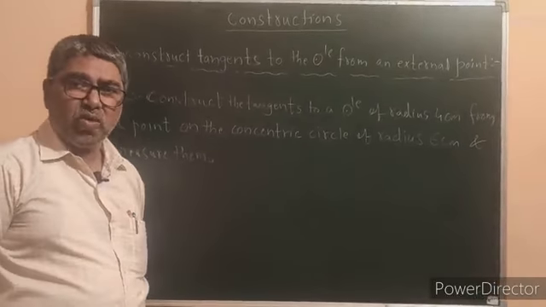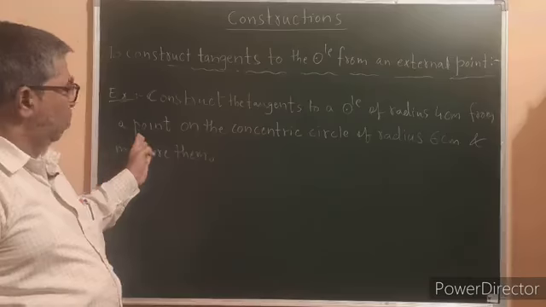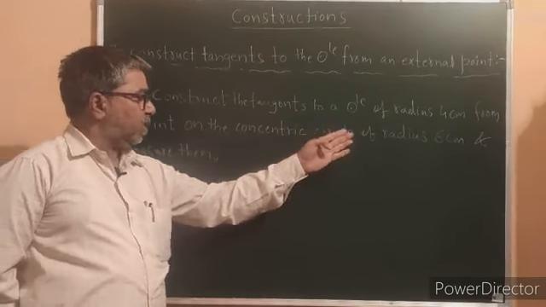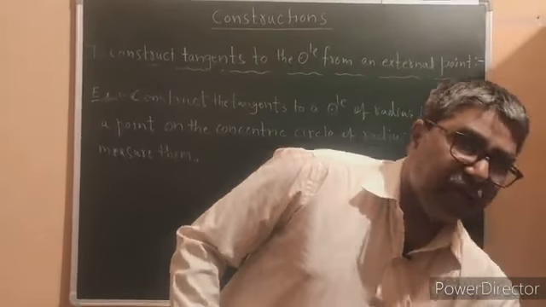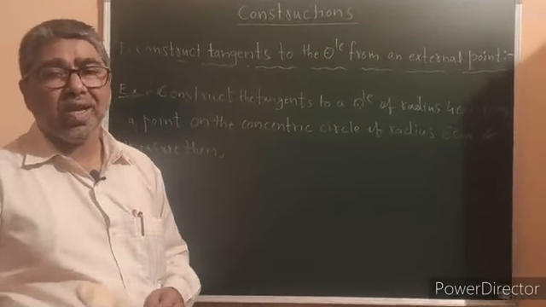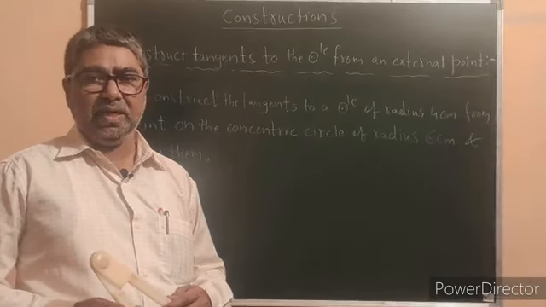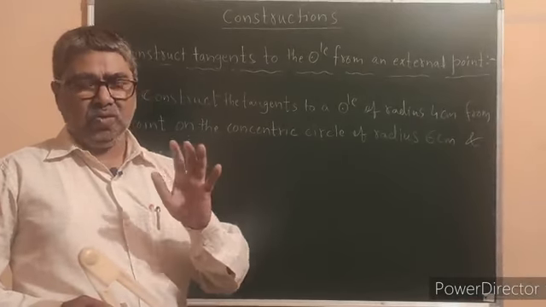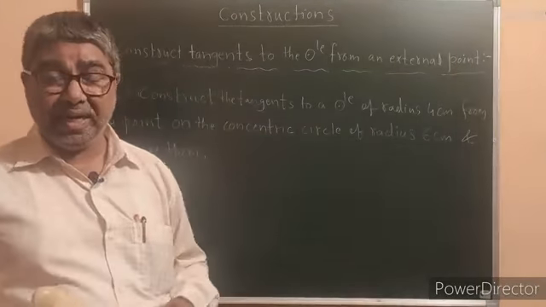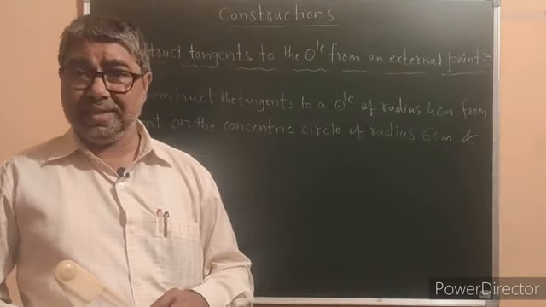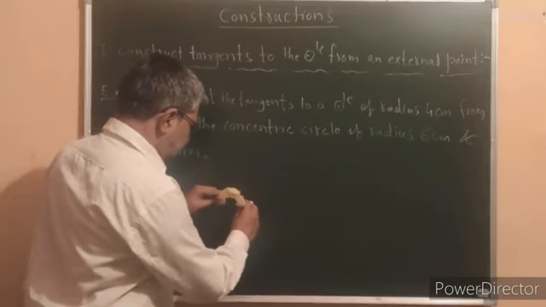So students, let us solve one more example. Construct the tangents to a circle of radius 4 cm from a point on the concentric circle of radius 6 cm and measure them. So here you are going to draw two circles of radii 4 cm and 6 cm with the same center. You know, the two circles or more than two circles having the same center but different radii are said to be concentric circles.